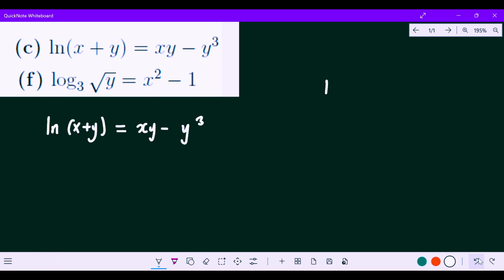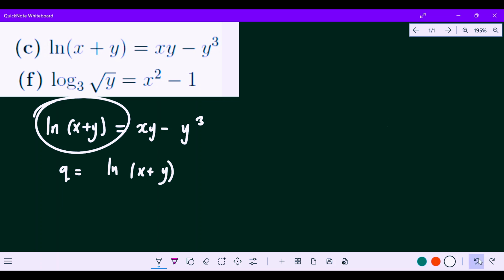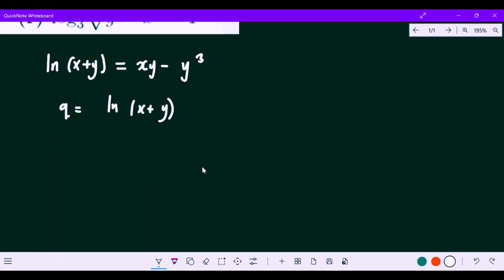Now, how are we going to differentiate natural log of (x plus y), since we have a sum of two terms? Let q equal natural log of (x plus y). I'm just calling this term q. Here we have this form, so let u equal x plus y.